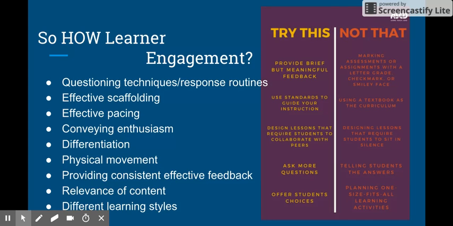We want to make sure that we are differentiating. We want to incorporate movement. Brain science supports that. We also want to make sure that we're providing consistent and effective feedback. The content needs to be relevant, and we're addressing different learning styles.